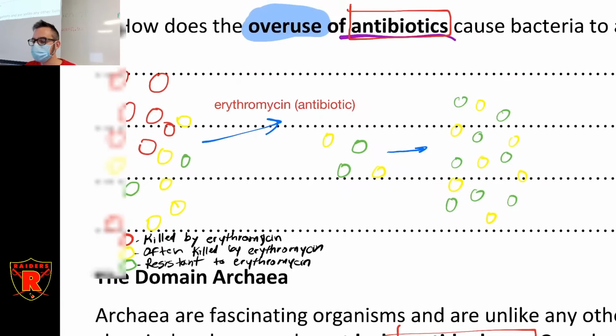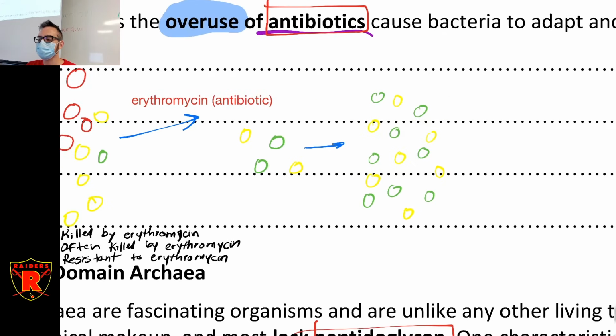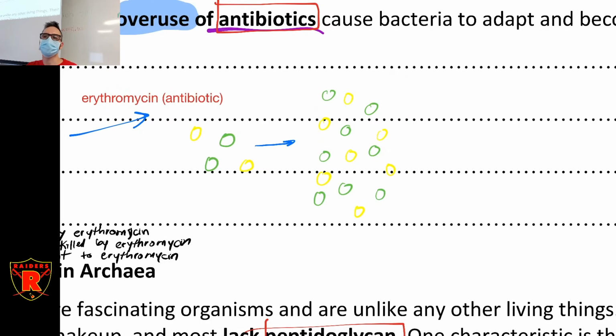Now it's 50% resistant. 50% won't be killed. And if you treat it again and don't use a full course, you're going to reinforce this again. You're going to end up killing mostly yellow, and then when it regrows, it will be mostly green, mostly resistant. And every time you do it, you make the population more and more resistant to antibiotics.